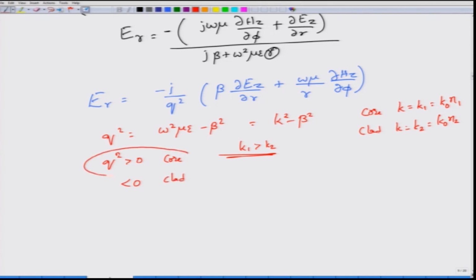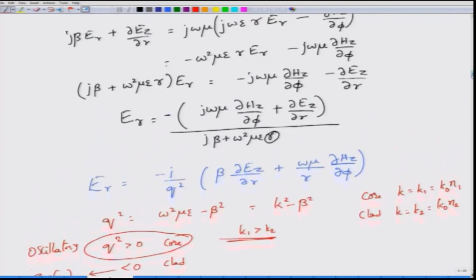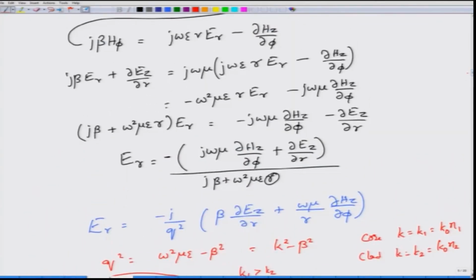Because of this, there will be an oscillatory solution in the core, and because of the other nature there would be an exponentially decaying solution in the clad, as we will see later. So this is just for Er, where again I think I have made a mistake in multiplying the terms somewhere, you can just figure out where I have made a mistake. That might be a very good exercise for you. So I will leave this as an exercise to show that Er is given by this.